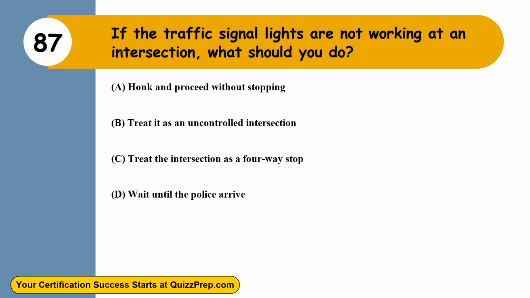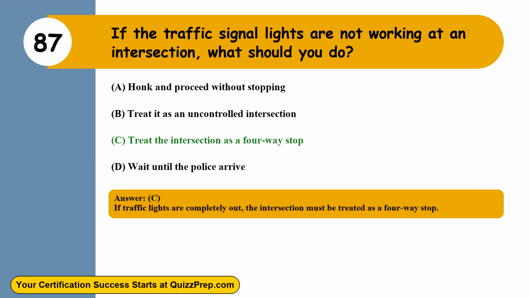Question 87. If the traffic signal lights are not working at an intersection, what should you do? Option A, honk and proceed without stopping. Option B, treat it as an uncontrolled intersection. Option C, treat the intersection as a 4-way stop. Option D, wait until the police arrive. The correct answer is option C. Treat the intersection as a 4-way stop. If traffic lights are completely out, the intersection must be treated as a 4-way stop.